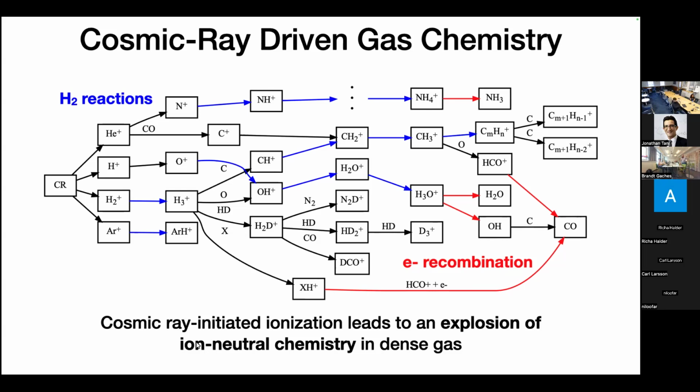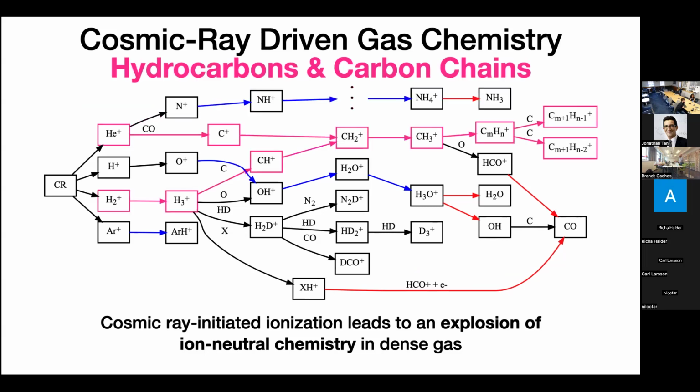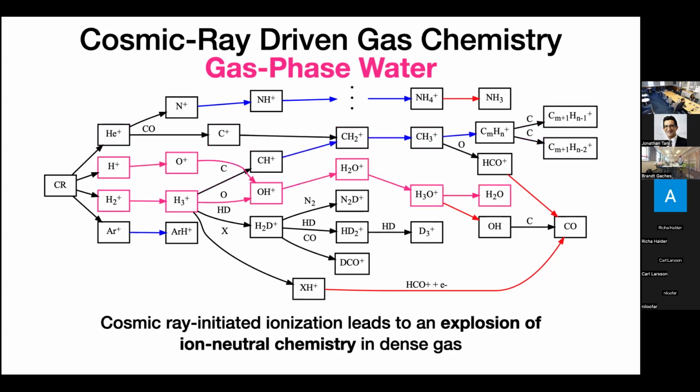And so if you look at this, you see there's a huge scattering of chemistry that happens from basically just ionizing, say, a few things, in particular, hydrogen and H2. But we can look at some of these different ones, and you can see one of the formation pathways for NH3 is here. Formation pathways for hydrocarbons and carbon chains sit here. Gas phase water, mind you, this is for very diffuse gas regions. Most water in the ISM actually forms on dust grains. And this is one possible formation pathway.